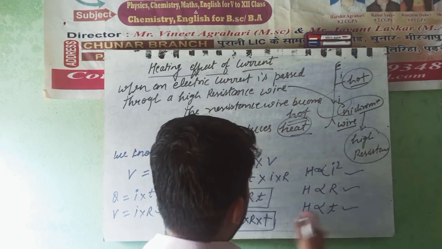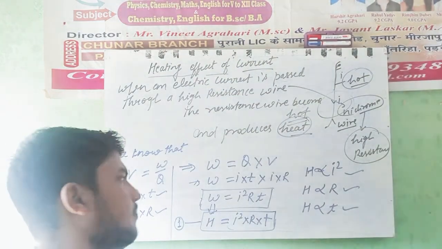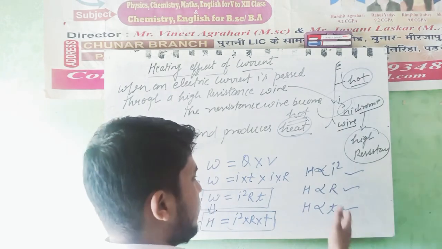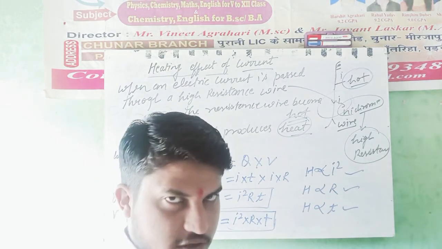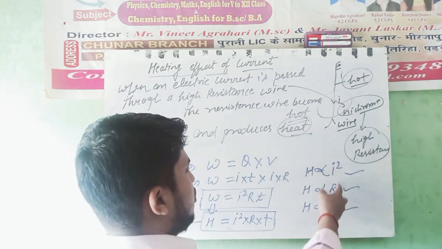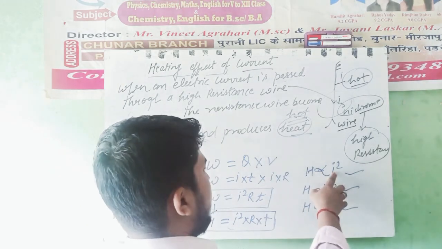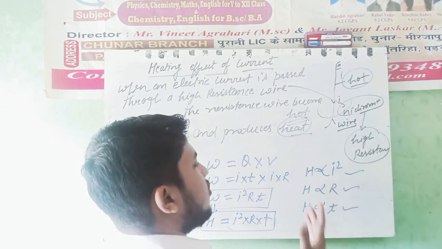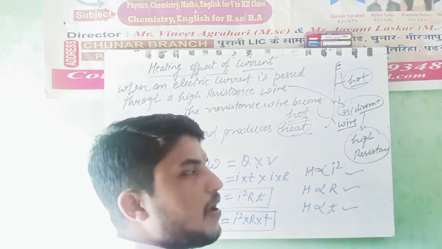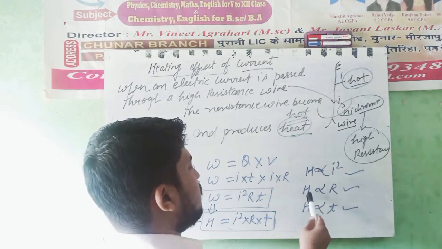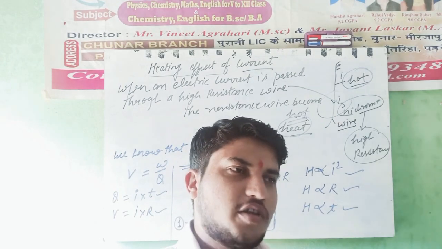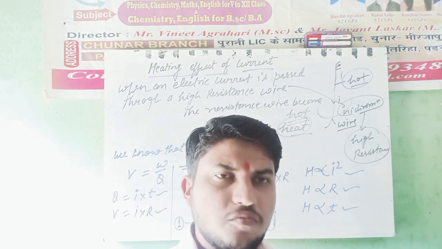From this equation number 1, it is very clear. You can see here H is directly proportional to I square, H is directly proportional to resistance R, and H is directly proportional to time T. So we can say that when you increase any of these three, current I, resistance or time, anyone, the heating produced also increases because it is directly proportional. So students, all the theoretical topics of this chapter are finished now.